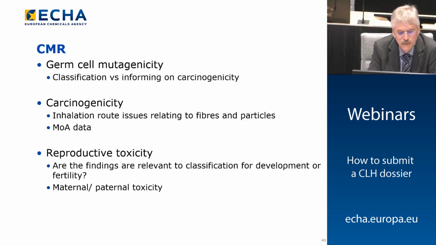Just as an example, reproductive toxicity: this hazard class involves 2 differentiations, development or fertility, and it needs to be considered whether the findings are relevant and meet the criteria for classification for either of these differentiations, as well as whether they might be relevant for lactation, effects on lactation, or via lactation, I should say. And then there are data relating to maternal or paternal toxicity, which need to be considered in relation to the classification as well.